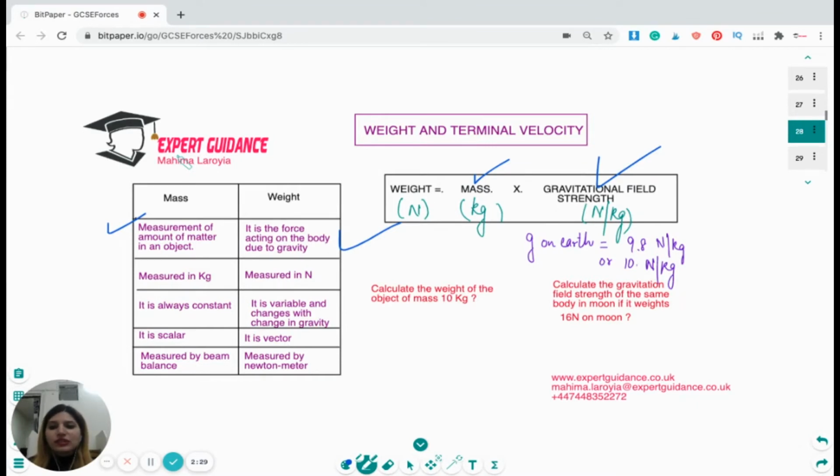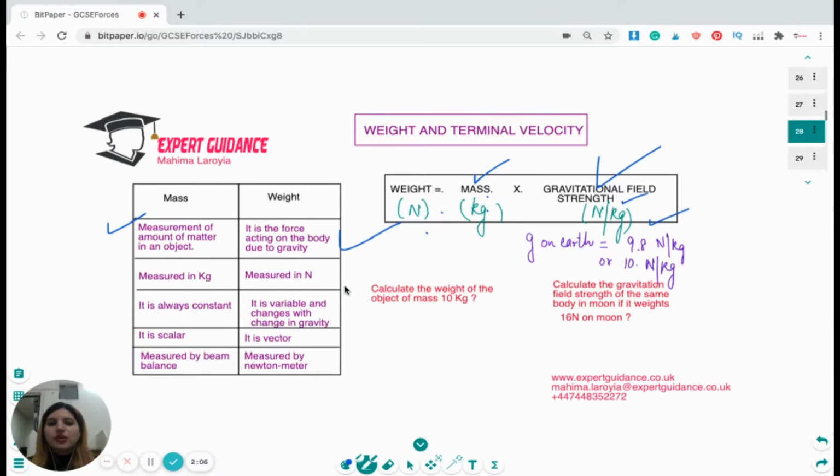Mass is measured in kgs, weight is measured in newtons. Mass is always constant, weight is variable as it changes with gravity. Mass is a scalar quantity, weight is a vector quantity, and you measure the mass by a beam balance and you measure the weight by a Newton meter. So this is the formula. Weight in newtons is mass in kilograms times gravitational field strength, which is newton per kg.